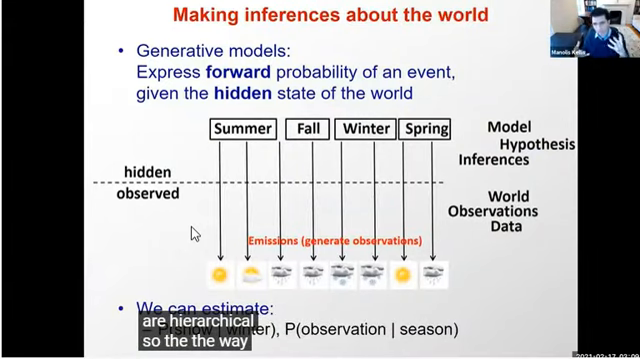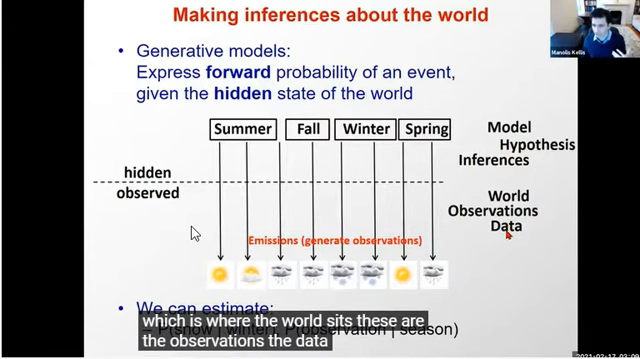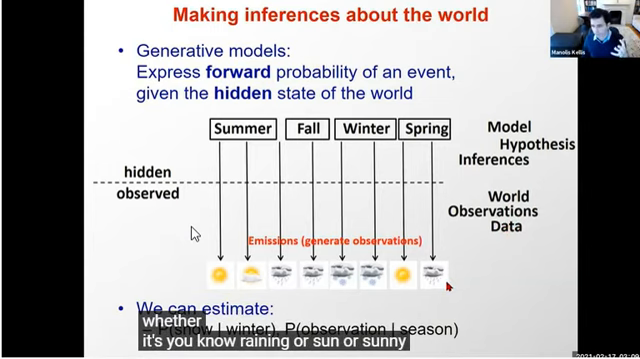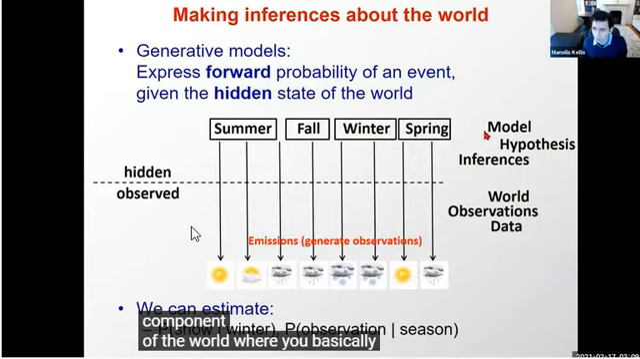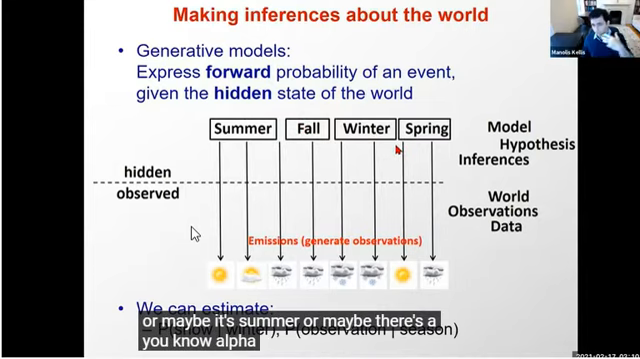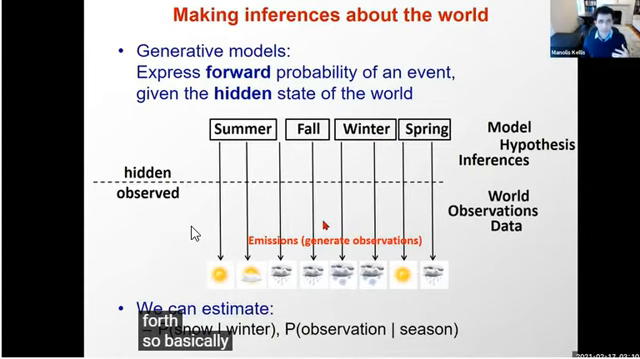So the way that I like to introduce this is that there's an observed half of the universe, where the world sits. These are the observations, the data. This is the pixels of your eye. This is whether it's raining or sunny or snowing. And then there's the hidden component of the world where you build models and hypotheses and inferences. For example, oh, I'm seeing this pattern of behaviors out there, there must be a bus, or maybe it's summer, or maybe there's an alpha helix in a protein fold, and so on and so forth. So basically, machine learning is all about making inferences about the world.